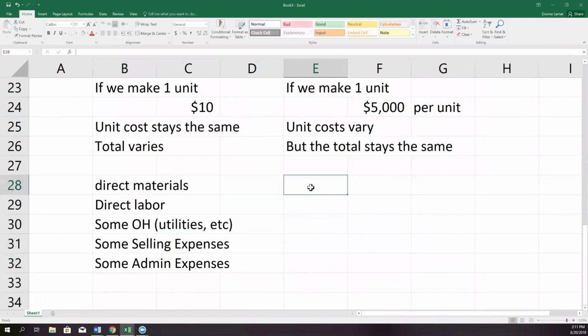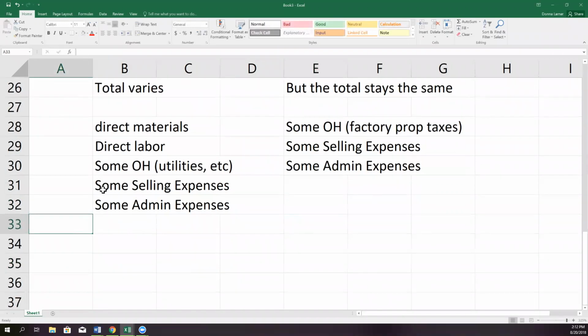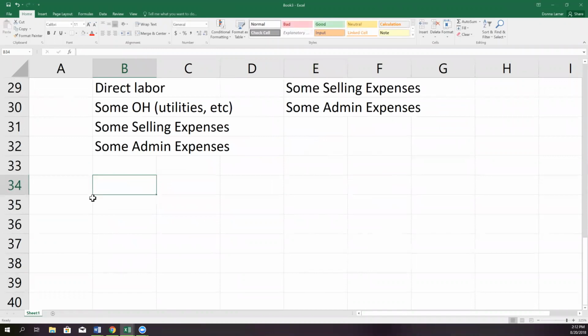Now fixed would be some of the overhead, such as factory property taxes and other things too. Some of the selling expenses and some of the administrative expenses. So our 5 categories are now being sorted differently. We don't have product and period, we have fixed and variable. So part of your chapter is going to be to understand which ones are in which, being able to label them correctly, totaling them up, figuring out what they are per unit, and so on.